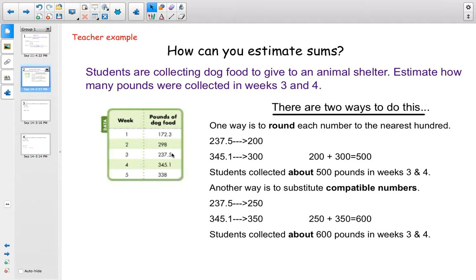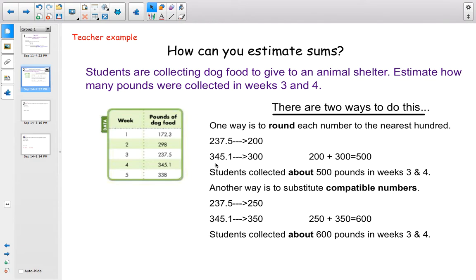So we can do this two ways. We can round and we can use compatible numbers. So if we're rounding to get our estimation, we would make sure we follow our saying, 5 or more, raise the score, 4 or less, let it rest. And I would take a look at my helper number. In this case, we're rounding to the nearest 100 because we have the 2 in the hundreds place. We would look to our right and the helper number there is a 3, which tells me that I'm going to let it rest. So 237 and 5/10 will round to 200.